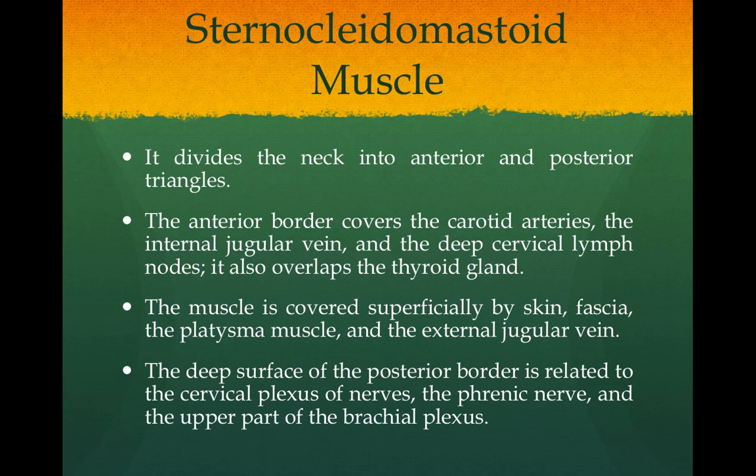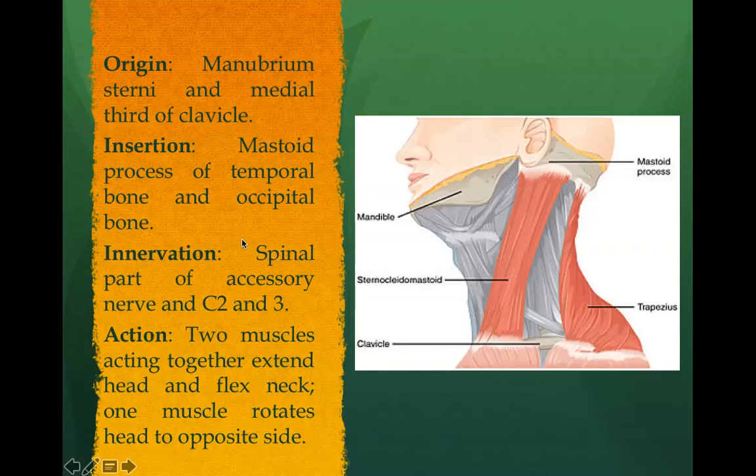Then, we will discuss the sternocleidomastoid muscle, which is the key muscle of the neck, as we said in the previous lecture. Why is it the key muscle of the neck? Because the neck is divided into anterior and posterior triangles by the passing of this muscle. The anterior border of the sternocleidomastoid muscle, as we see here, is covering the carotid arteries, the internal jugular vein, the deep cervical lymph nodes, and the carotid sheath.